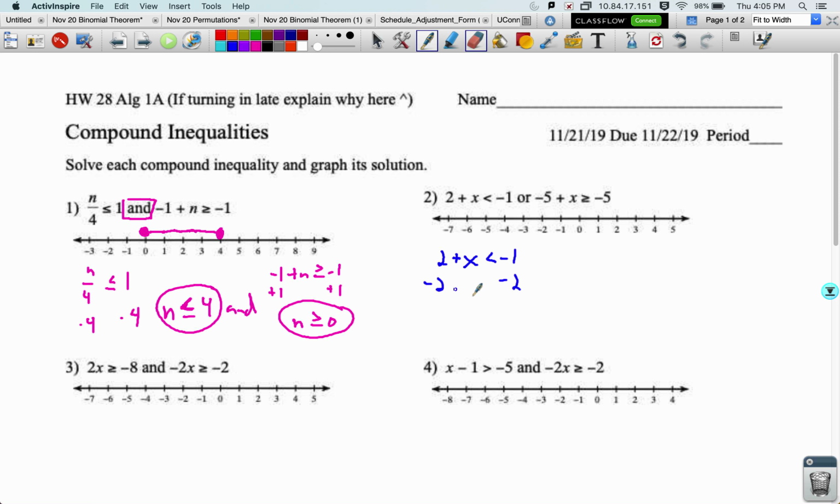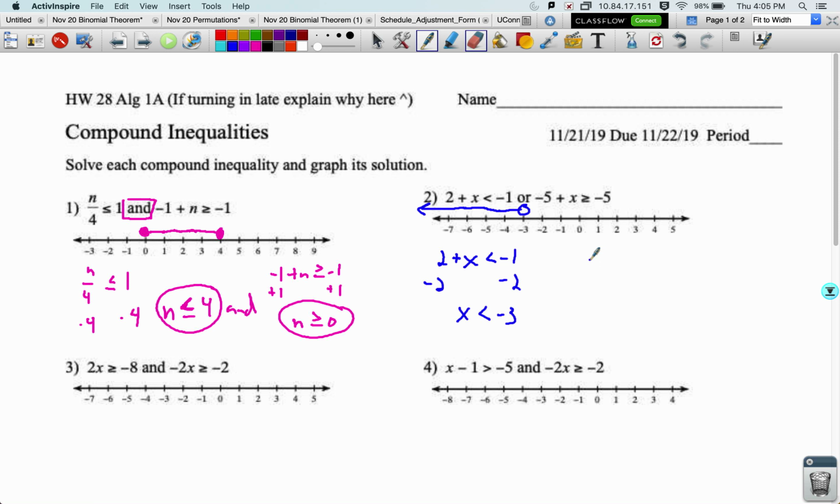All right, so just dealing with one half at a time. I want to move my constant away from the variable. I get x is less than negative 3. You can go ahead and graph that right now if you want. Open circle at negative 3 because it doesn't have the or equal to. Arrow going off to the left.